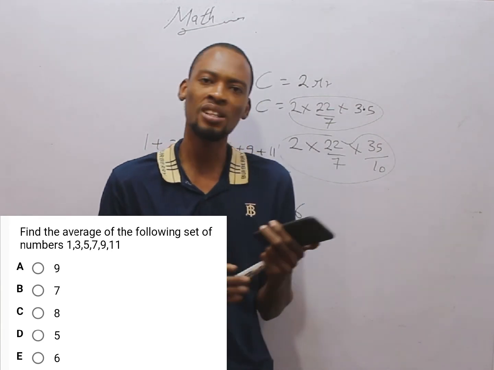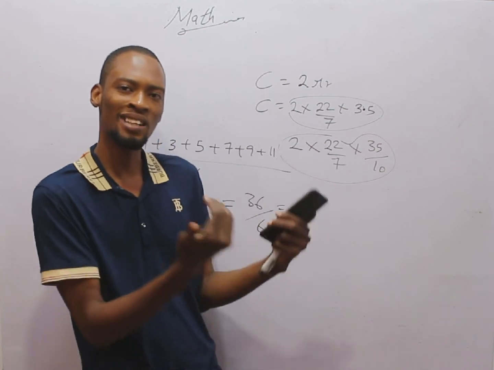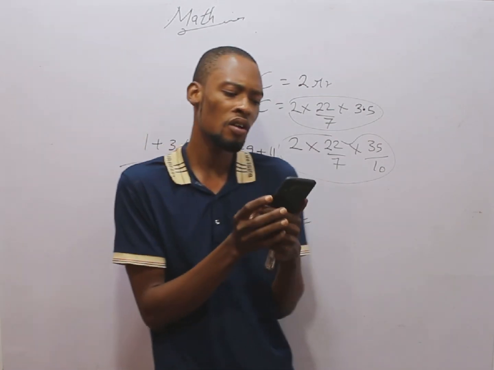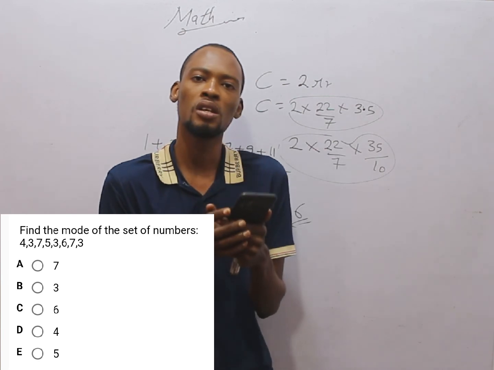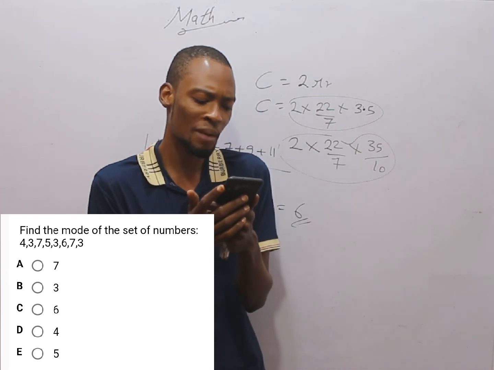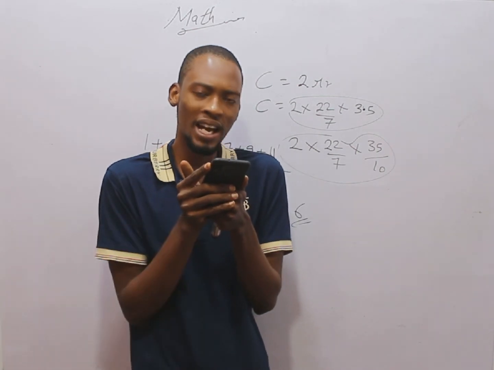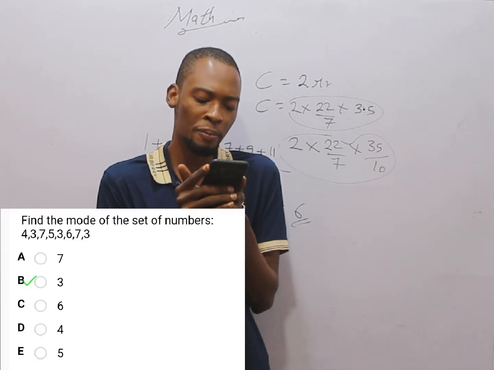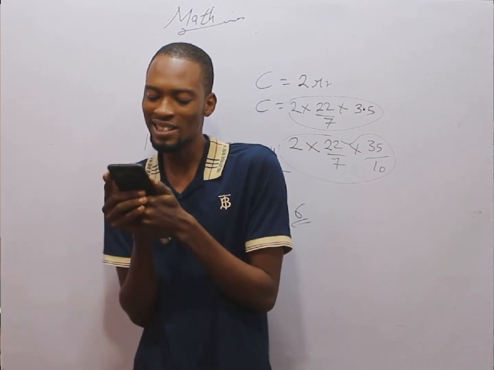So average is: add all the numbers, ask yourself how many numbers do we have, and divide by that number. You get the average or the mean. And this next question says find the mode. Mode is the number that appears the most. Looking at these numbers, 3 appeared 3 times, 4 appeared once, 5 appeared once, 6 appeared once, and 7 appeared twice.